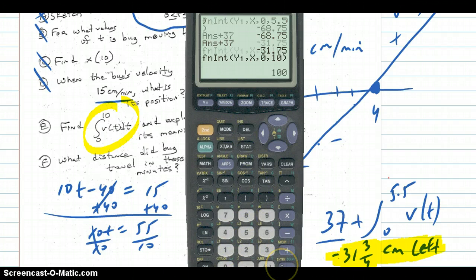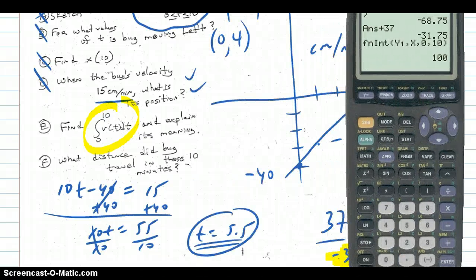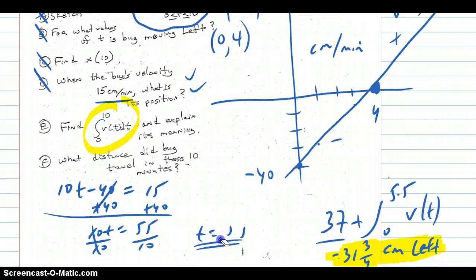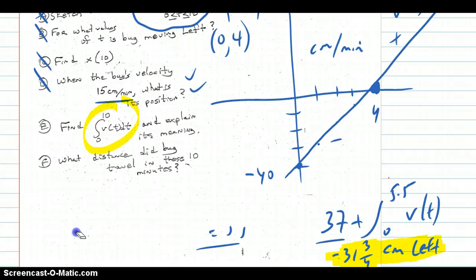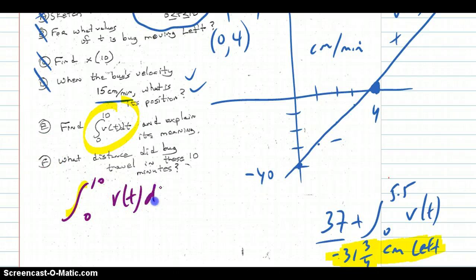And let's see what that is. 100. I feel like we already did that somewhere. But okay, so we got 100. Let me erase all of this stuff. So we did in our calculator the integral from 0 to 10 of the v of t dt, and we got 100. So what does that mean?